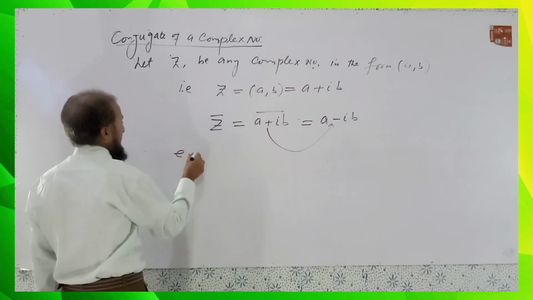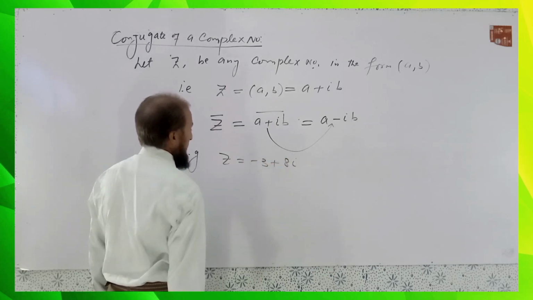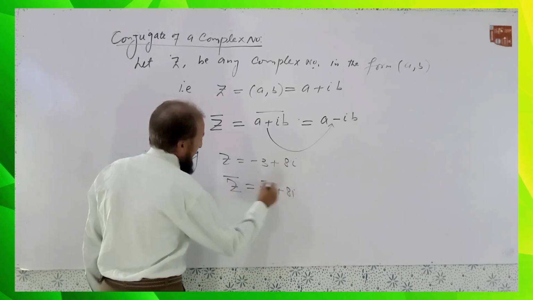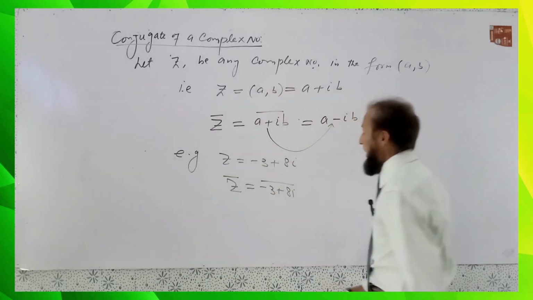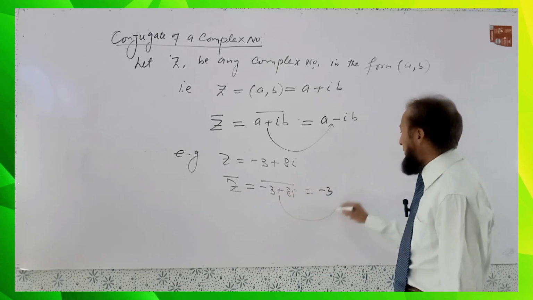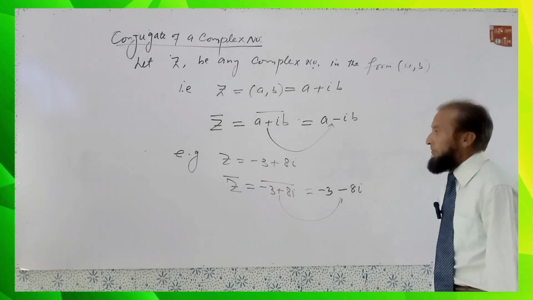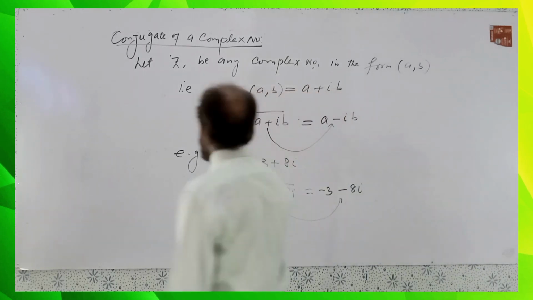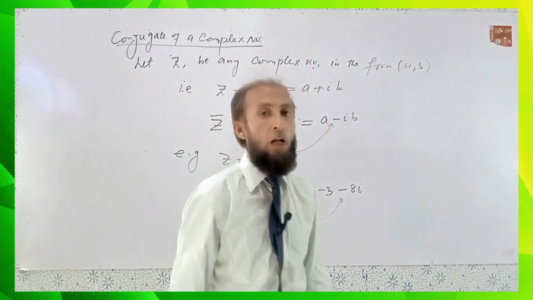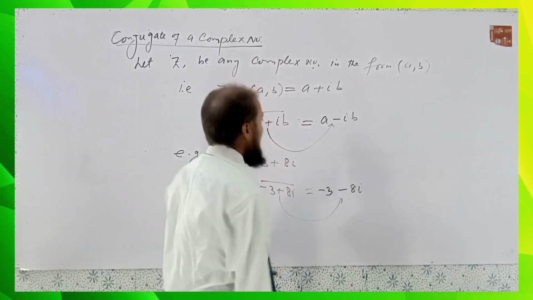Similarly, we take one example: Z is equal to minus 3 plus 8 iota. If we take the conjugate of Z, the sign of the imaginary part will be changed. Look here, the sign of the real part is negative, so there will be no effect on this. But the sign of the imaginary part is affected, so we write minus 3 minus 8 iota. This is the conjugate of a complex number. It means that in the conjugate of a complex number we always change the sign of the imaginary part, but there is no effect on the real part.